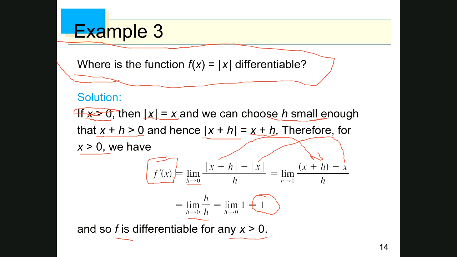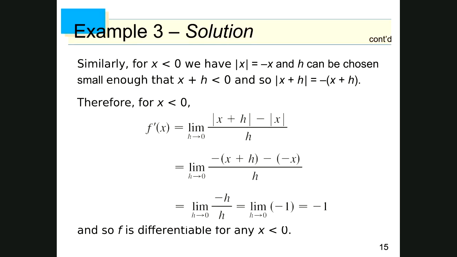But do we stop there? The answer is no. We need to look at the situation where x is less than 0, because it's an absolute value function we're dealing with. So we look at x less than 0 now. When x is less than 0, the absolute value of x becomes minus x. Again, you choose some small h value such that if I add x plus h, it's still less than 0. So the absolute value of x plus h is going to be minus, this time, brackets x plus h. Therefore, for x less than 0, we apply first principle again.